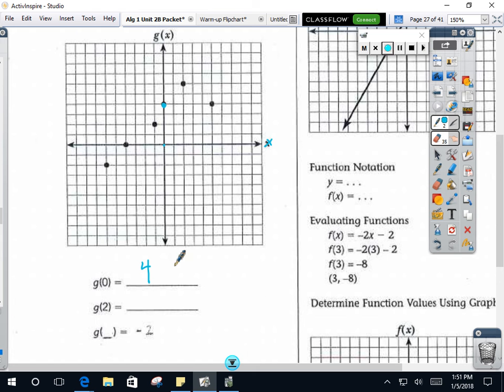You're looking for the point on the graph that has an x value of 0, which is this one, and then you give the y value. So the next one, we're looking for the point with the x value of 2. Well, this is 2, so the point with an x value right there would be this one way up here. And what is its y value? 6.